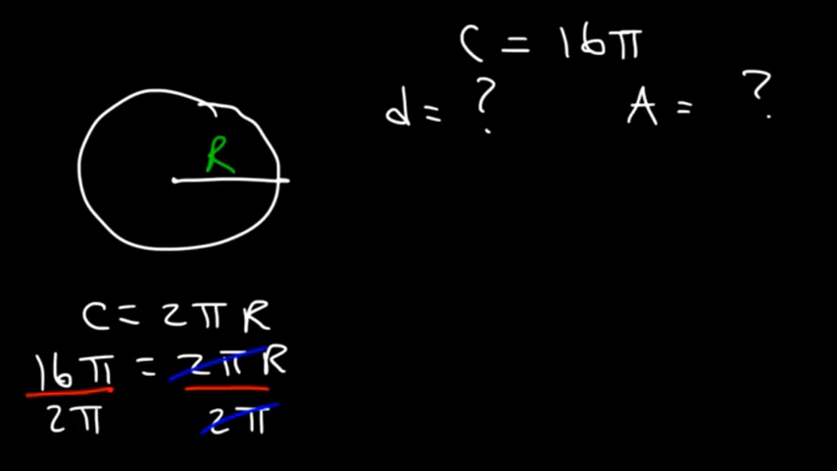So that's the area. Now let's say you have a rectangle, and let's say the length of the rectangle is 10 and the width is 5. What is the area and what is the perimeter of the rectangle? Feel free to pause the video and find these two things.